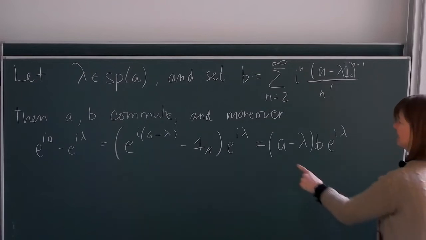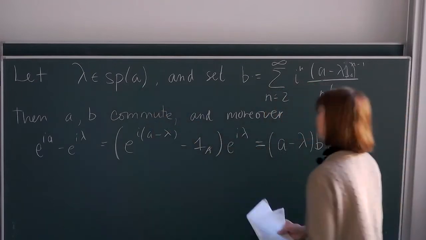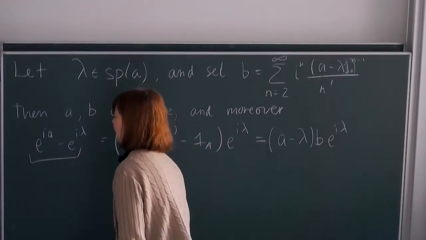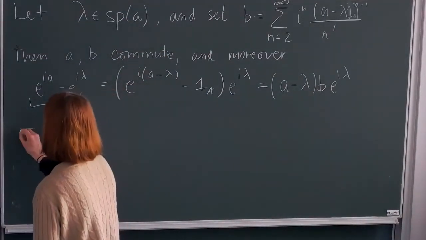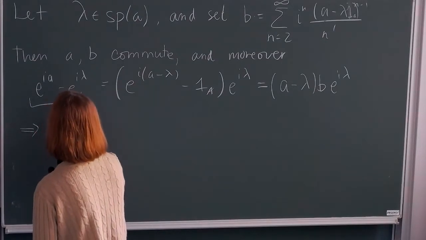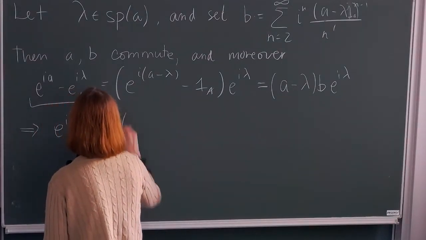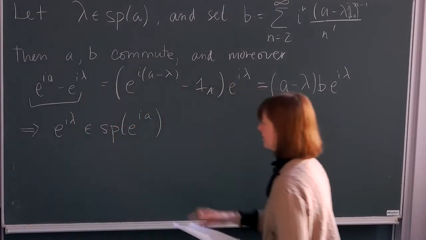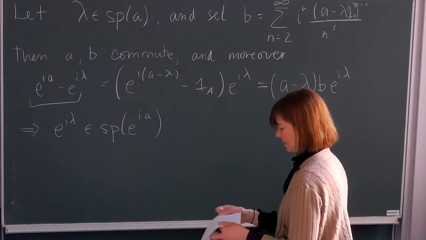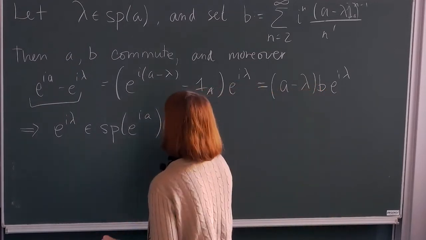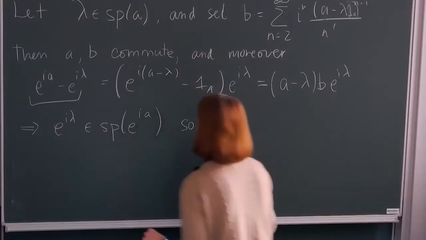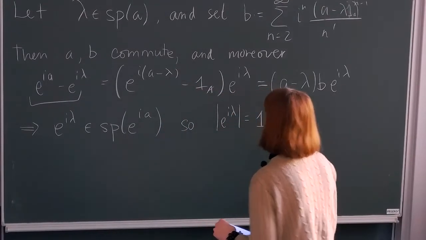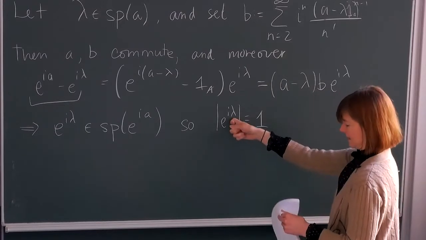And lambda is in the spectrum of A. So that means that this is not invertible. Hence, this e to the i lambda is actually an element of the spectrum of e to the iA, which means that it has to have absolute value 1, which implies that lambda has to be real.